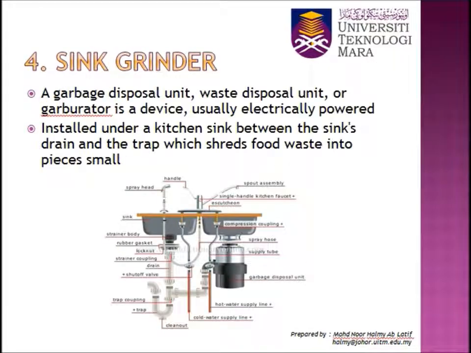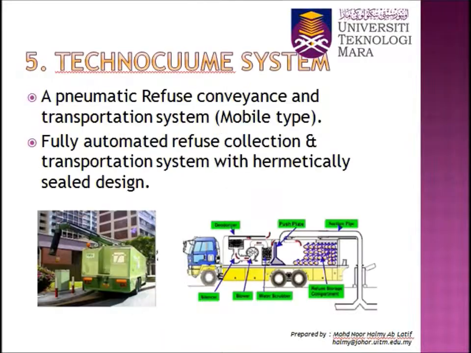Next is sink grinder. What is sink grinder? A garbage disposal unit, waste disposal unit, or garburator is a device usually electrically powered. It is installed under a kitchen sink between the sink drain and the trap, which shreds food waste into small pieces. Dia install kat sini ya. So dia kumpul waste dekat garbage disposal unit ni. Lepas tu bolehlah kita buang.